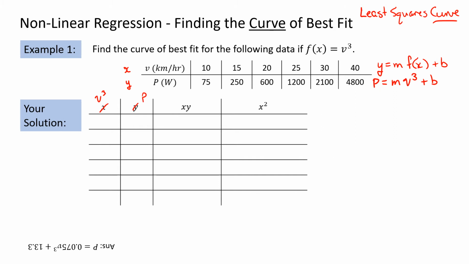For x times y, okay, x is v cubed, and y is p. So this becomes v cubed, or velocity cubed, times p. And instead of x squared, we have f of x, v cubed, and that's all squared. Okay, you can also write that as v to the exponent 6 if you choose to. Okay, it's up to you.